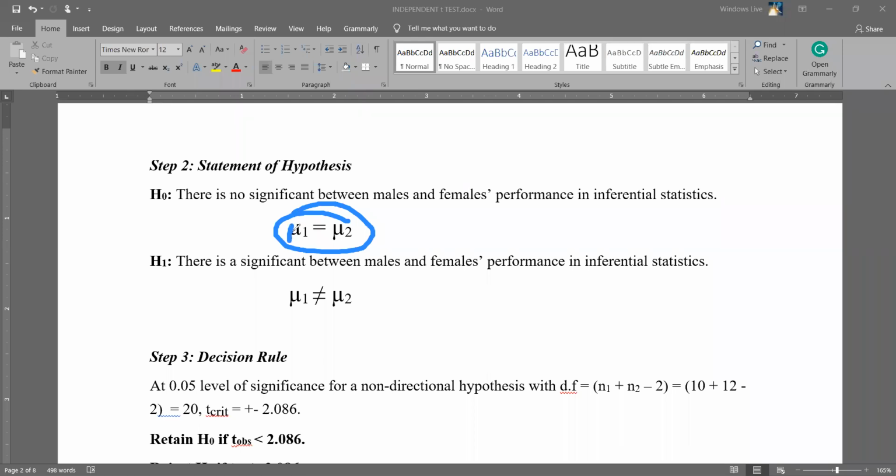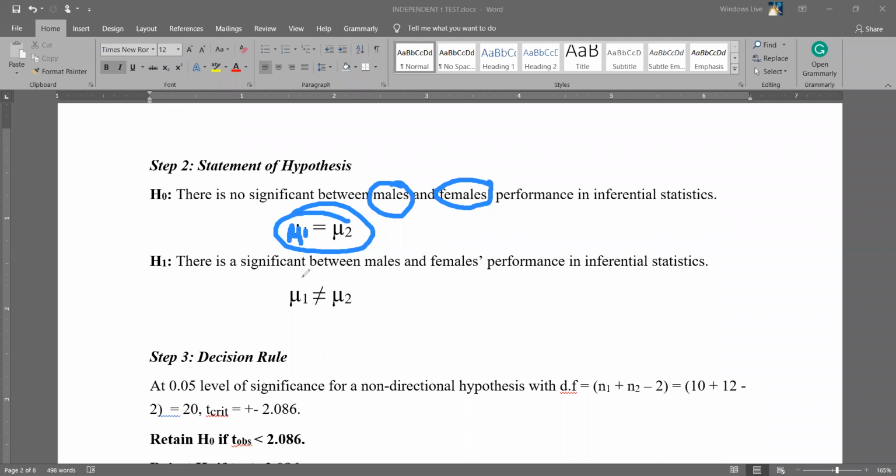And I believe you know this symbol. This one is the population mean. So population mean 1 is for males. Then population mean 2 is for females. So we are saying that population mean 1, which is males, will be equal to population mean 2 because we indicated that there's no difference. So we expect them to be the same.